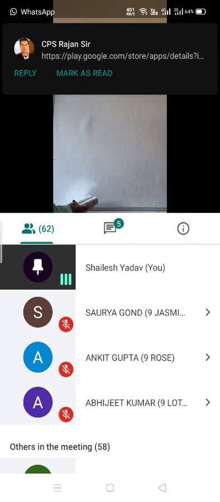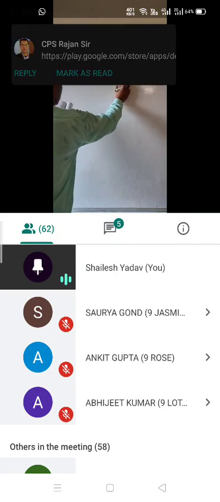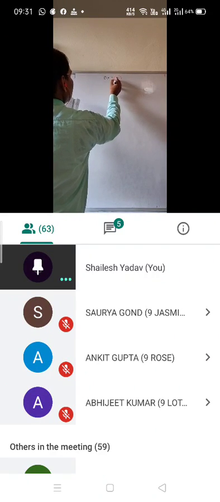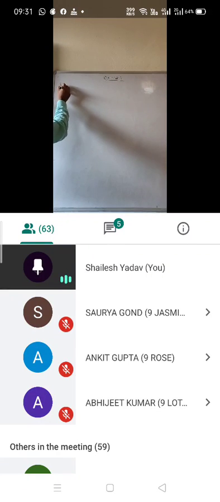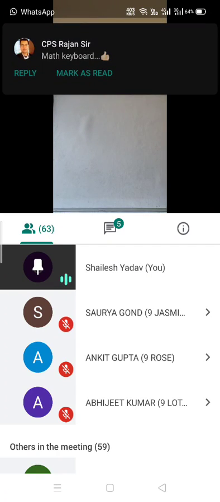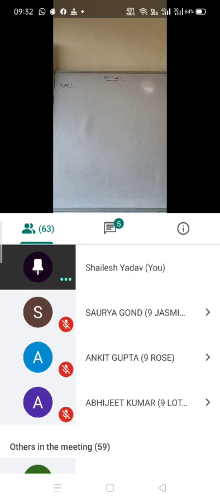Okay, students, here in exercise 12.1, question number 1. First I am going to read the question, what is given in the question. It is given that a traffic signal board indicating school ahead is an equilateral triangle with side a.